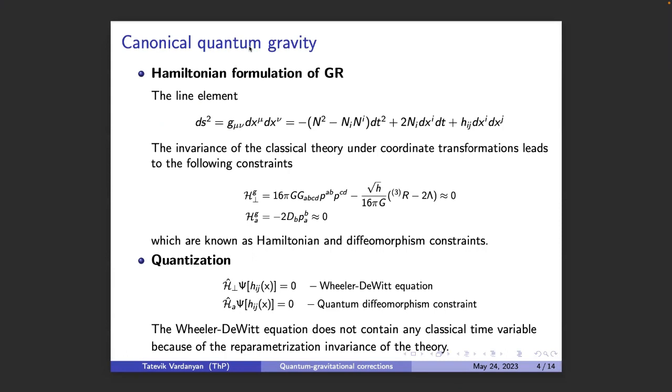Also note that in the Wheeler-DeWitt equation, there is no notion of classical time. That is because of the reparameterization invariance of the theory. But then I'll show that after the semiclassical approximation, we can introduce the notion of time. Also, let me mention that, as I said, we have to choose canonical coordinate and momentum. So the coordinate is the induced metric on the hypersurface.